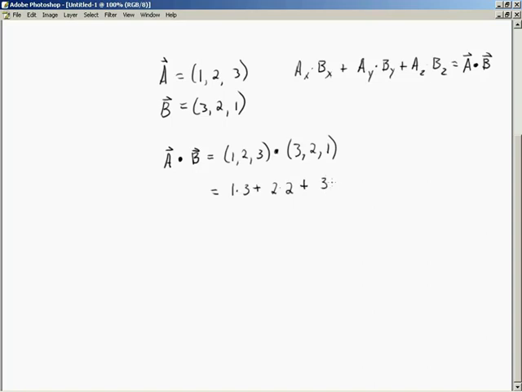Now, if we're insulting you with extremely easy stuff, bear with us. This is very, very important to know. So 3 plus 4 plus 3, 7 plus 3 is 10. So that is our dot product between these two vectors. Exactly. Notice we kept saying 1 and 0, and we didn't say that there could be anything greater than 1.